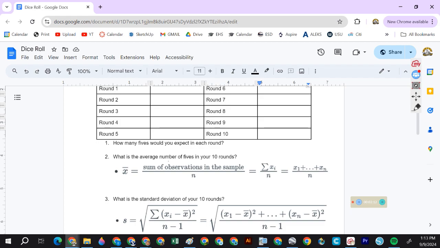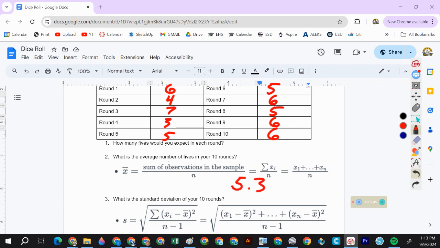All right. Okay, now standard deviation. So let's say somebody pull out a calculator. I'm going to write down numbers and you give me an average. So let's say I had 6, 4, 7, 3, 5, 5, 6, 5, 6, 6. What's my average? 5.3. So my average is 5.3.